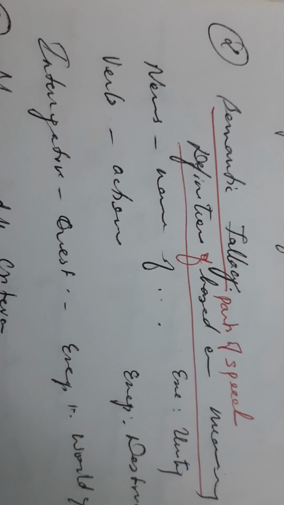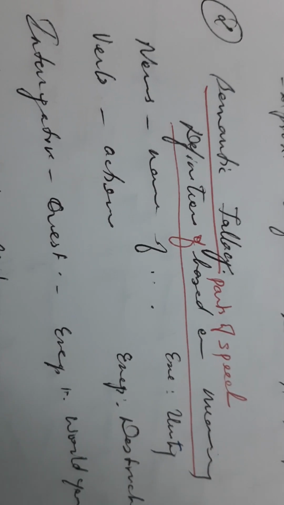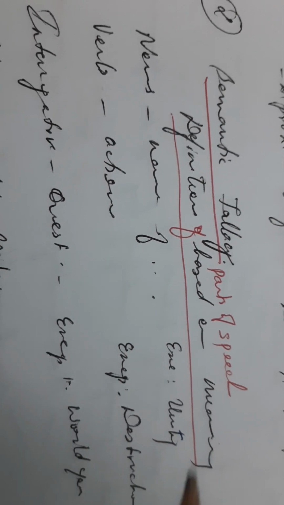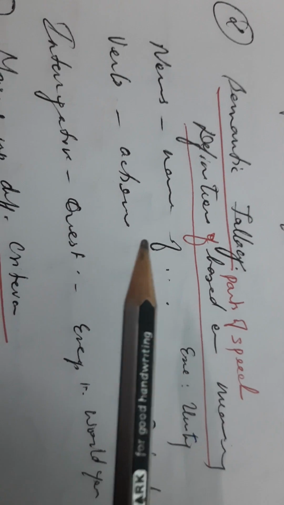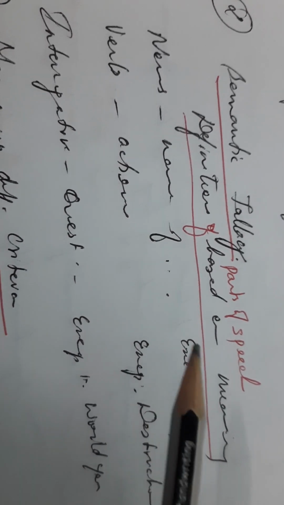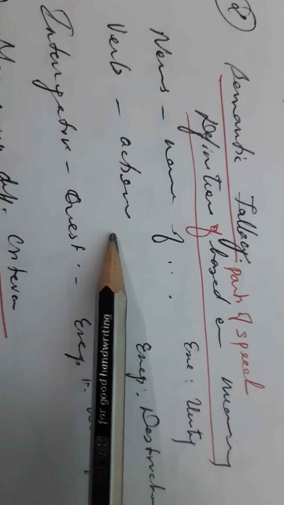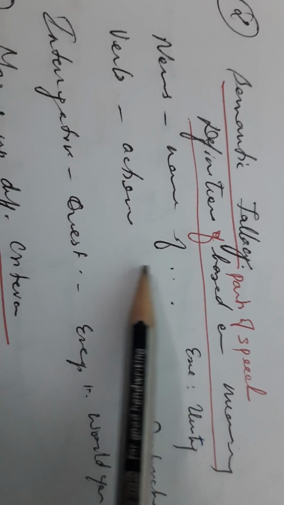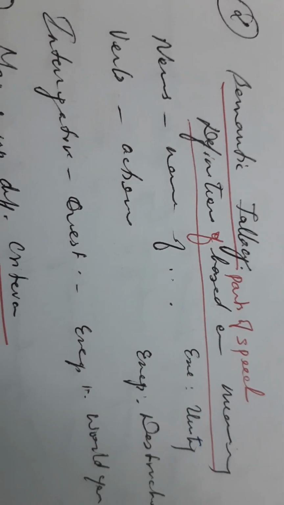And the second one is the semantic fallacy. Semantic meaning. Most of the definitions of the parts of speech were based on meaning. So how do we describe a noun? A noun is a name of a place, thing, and everything. And when we are talking about verbs, it is nothing but action words. So all these are defined in terms of meaning.